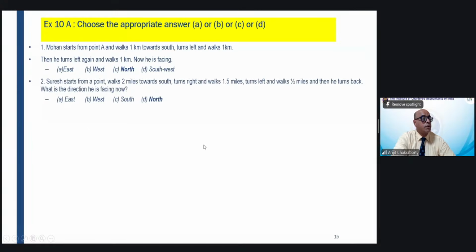Second question, Suresh starts from a point, walks 2 miles towards south, turns right and walks 1.5 miles. 2 miles towards south, chaliye. Walks 1.5 miles. Okay, first 2 miles towards south. Okay, I'm drawing, turns right. Right means now he is facing the western side. Okay, yani left side from our angle. 1.5 miles, again turns left, means again facing south, and walks half mile. Okay, then he turns back. Back means 180 degree. Khas question, बहुत important question, interesting question.